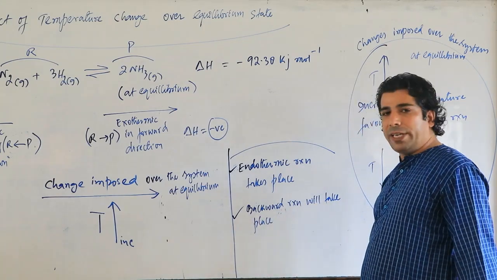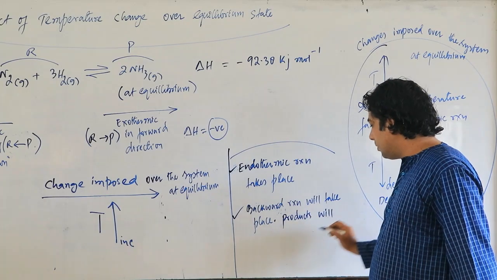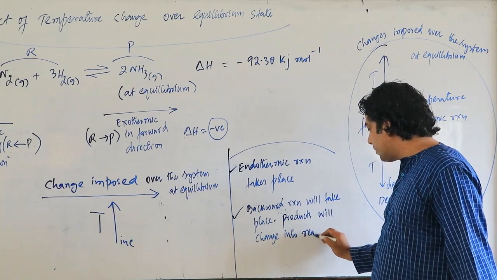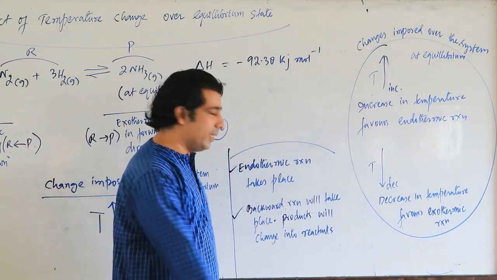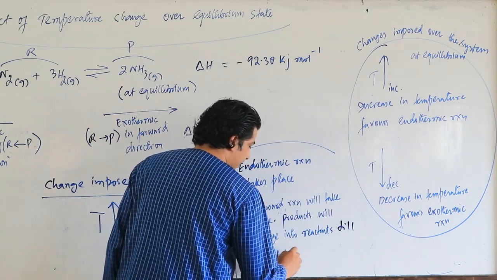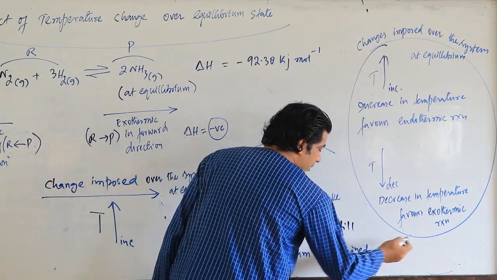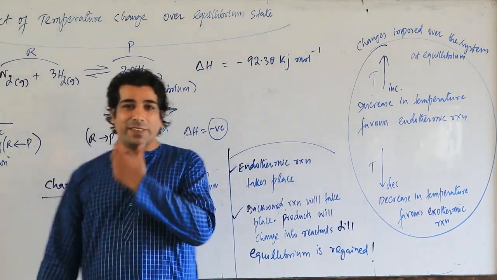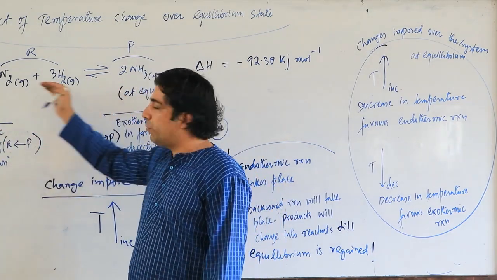And what happens in backward reaction, my dear friends? Products will change into reactants, till equilibrium is achieved once again. Equilibrium is regained. So till the equilibrium is regained, my dear friends. So which reaction will take place here on increasing the temperature? The endothermic reaction will take place, and that is backward, my dear friends.